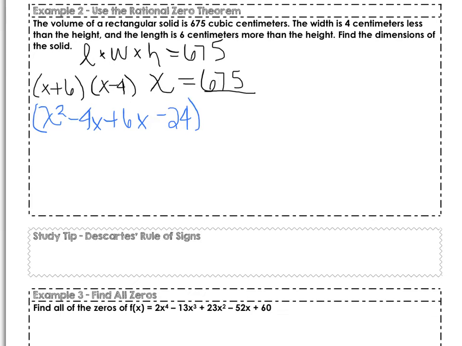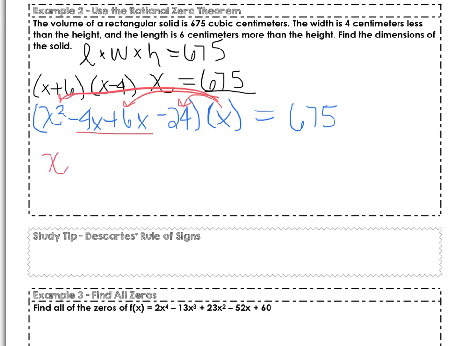Now we're going to have to take this quantity and multiply it by an x. We'll still deal with that 675 business in a second here. These two are going to be like terms, and then we're going to distribute the x in here, giving me an x to the third. Negative 4x plus 6x, that's 2x, times the x is going to give me 2x squared.